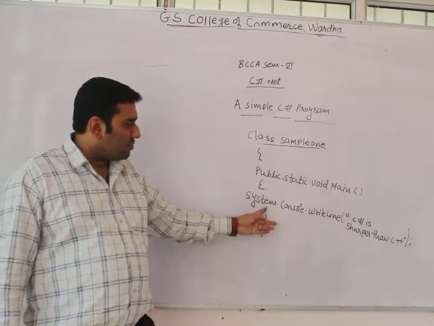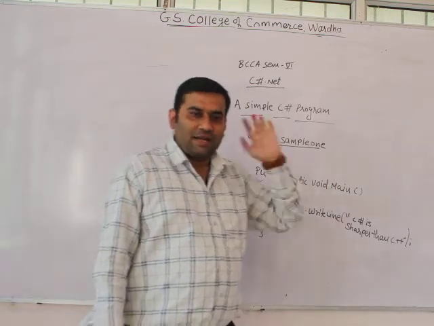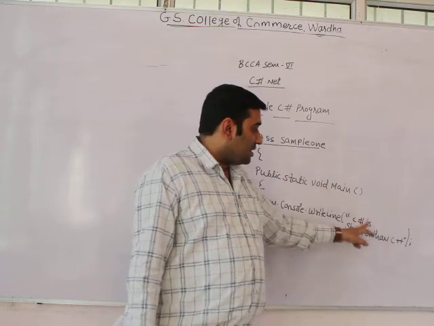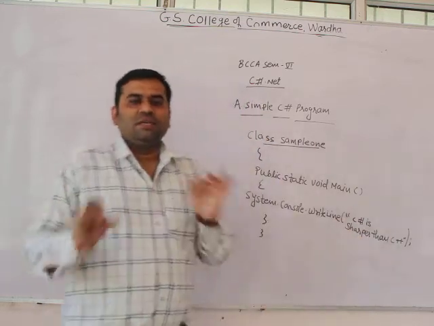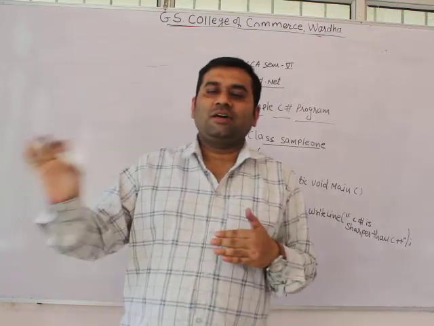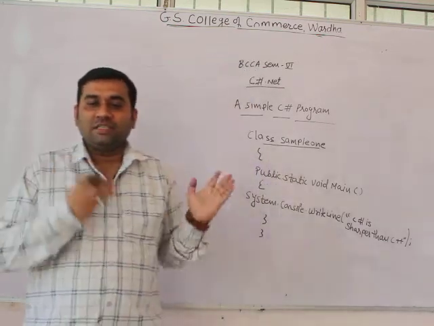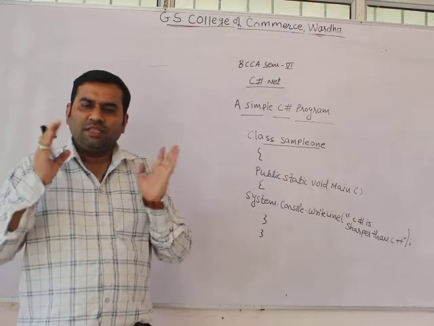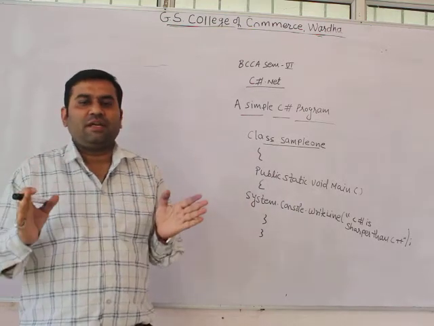Next is the output line: System.Console.WriteLine("C# is sharper than C++"). This is an output statement similar to the printf and cout statements in C++. C# is a pure object-oriented language.